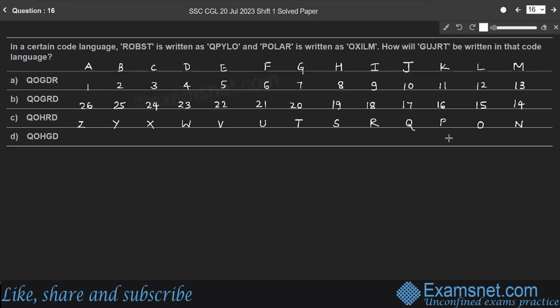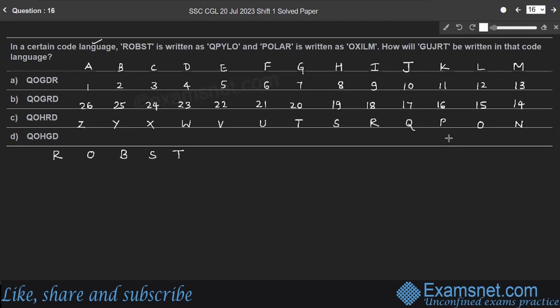Question 16. In a certain code language, ROBST is written as QPYLO, POLAR is written as OXILM. How will GUJRT be written in that code language here? So ROBST is coded as QPYLO.